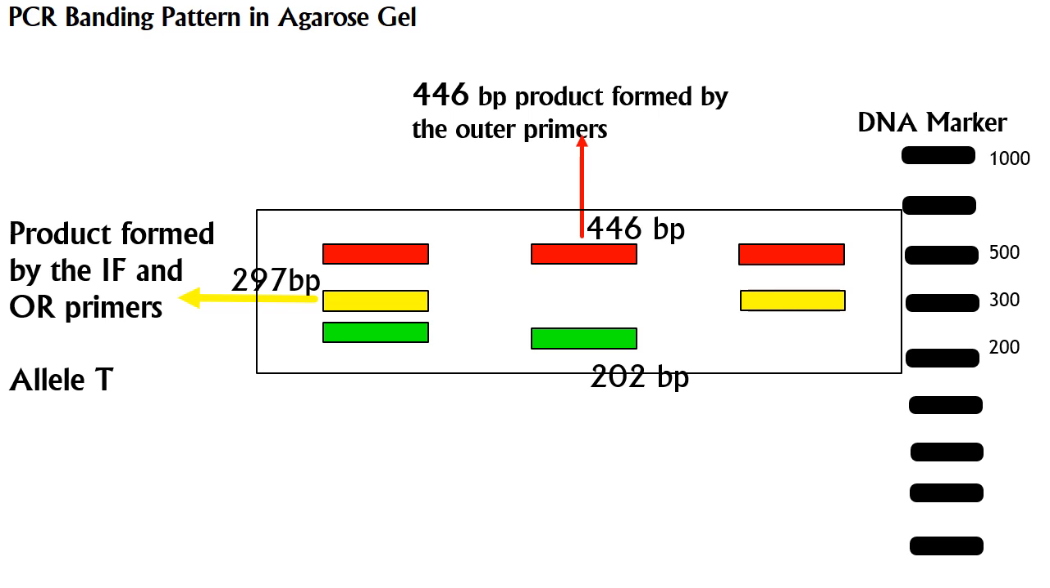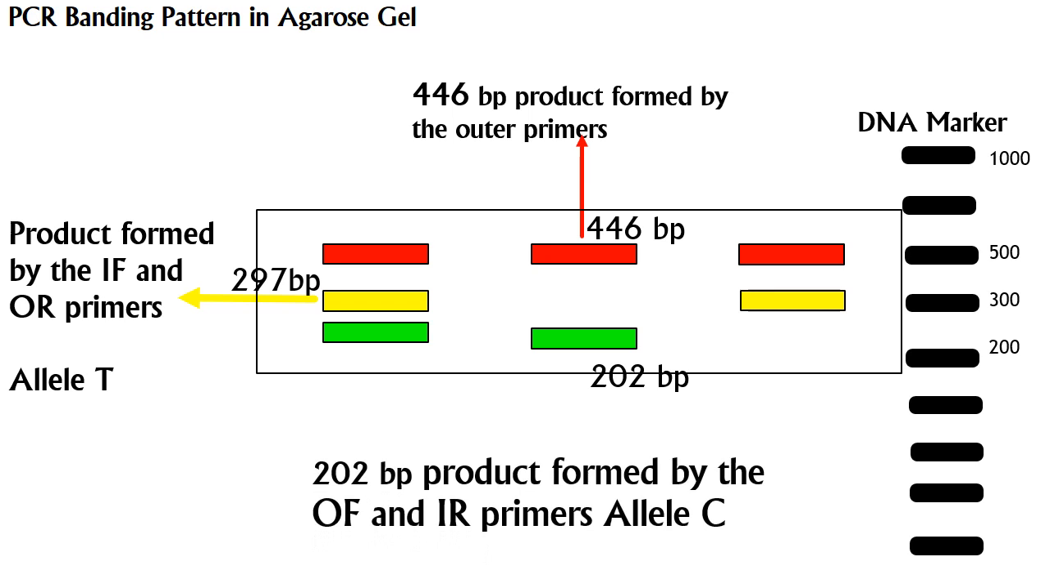The yellow product is formed by the inner forward and outer reverse primer amplification. So on the basis of this we can know the different types of alleles of a gene in an individual.